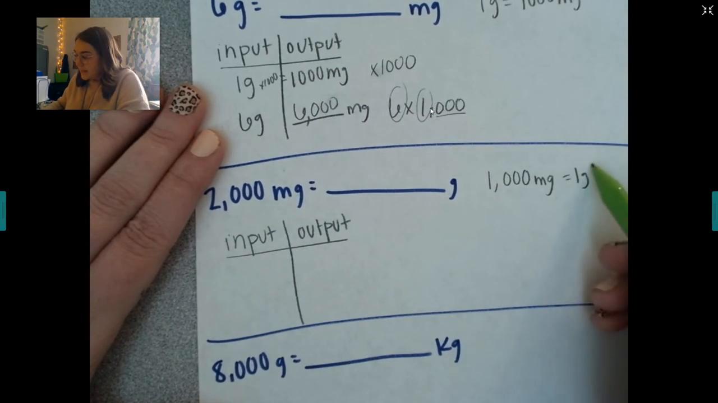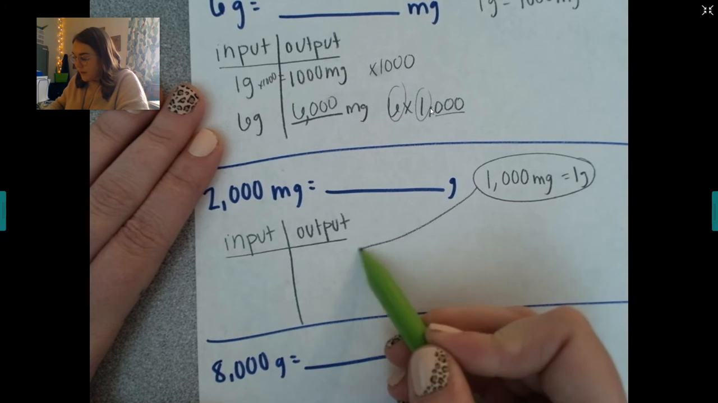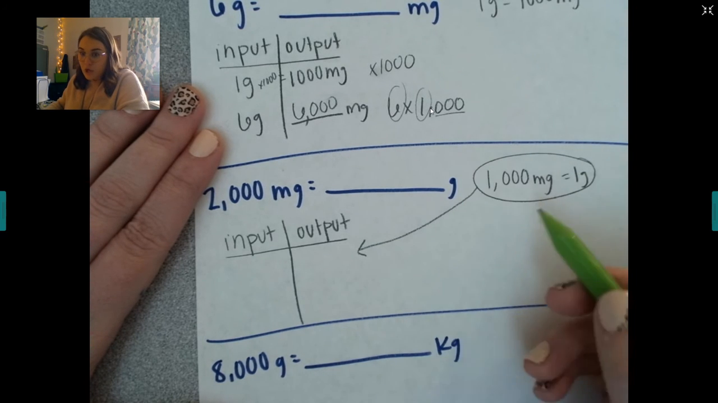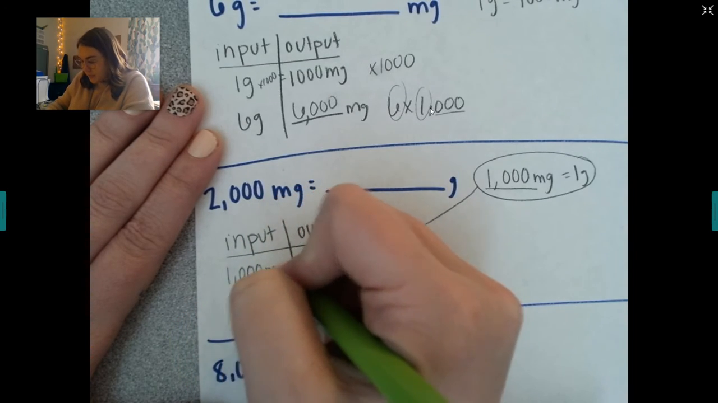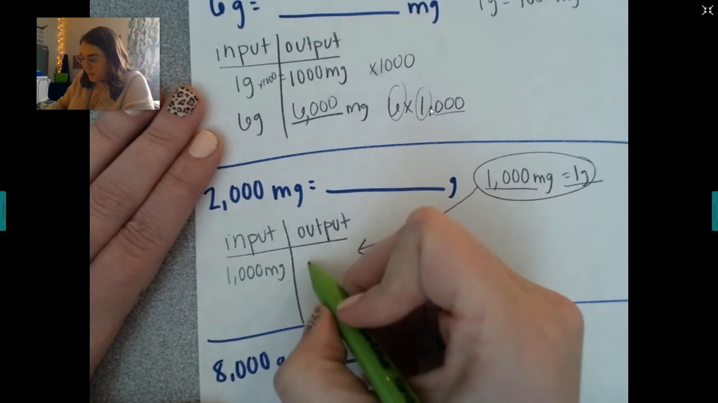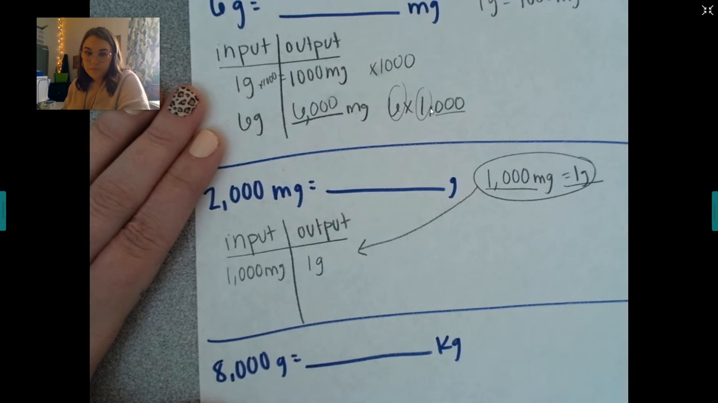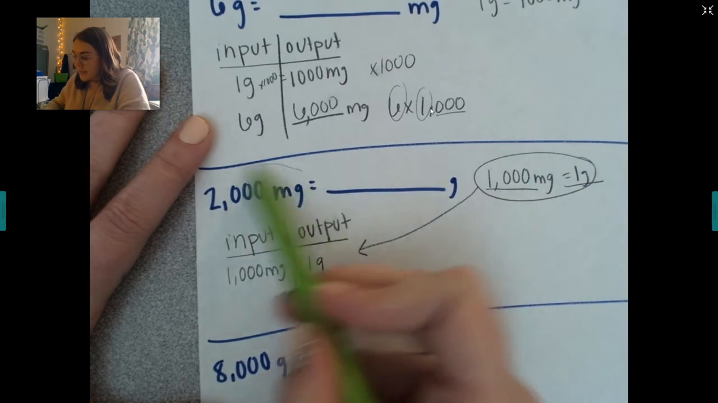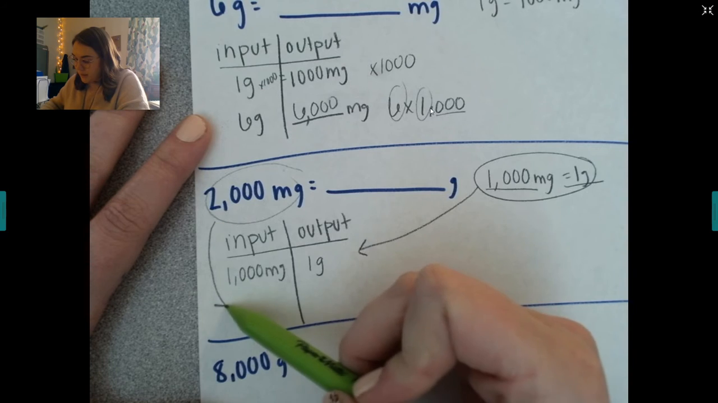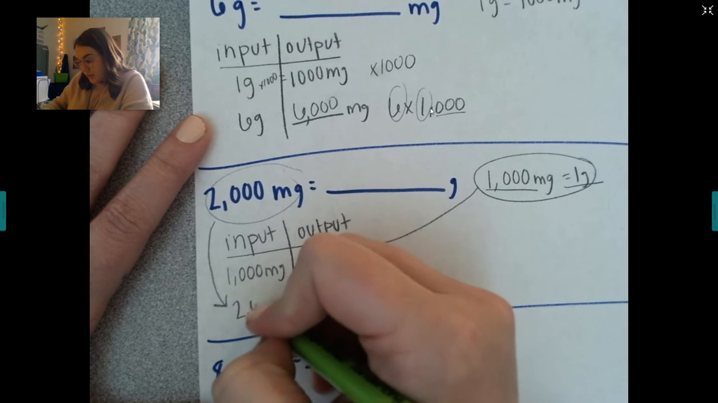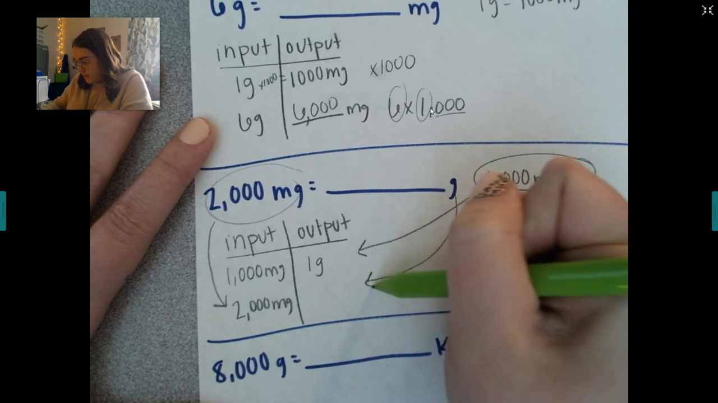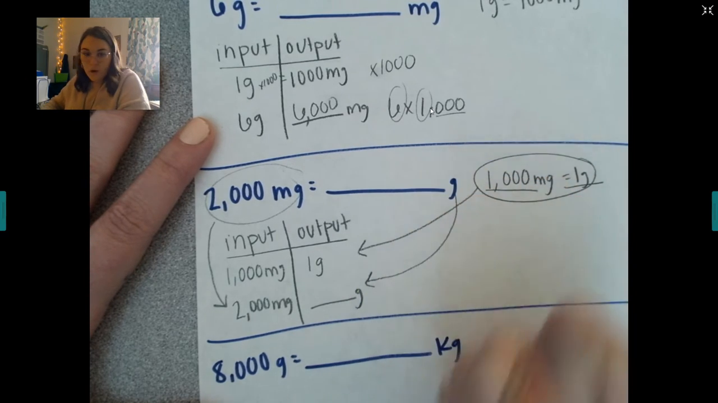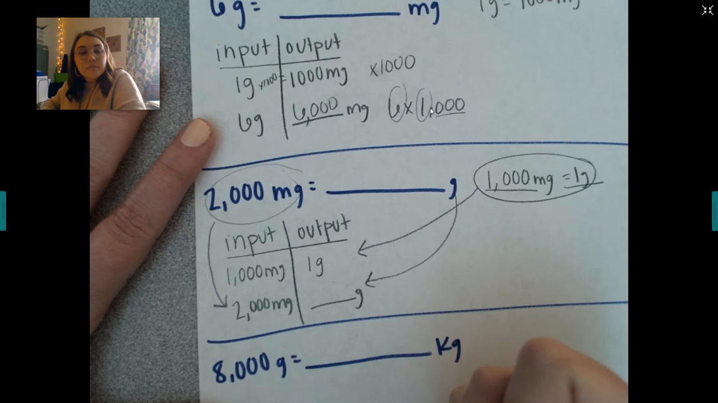Now, I'm going to take this conversion and I'm going to put it in for my very first value. So the first number is going to be your input, 1,000 milligrams. The second number is going to be your output, 1 gram. Now, I'm going to take this milligrams and I'm going to put it in the milligram column, which is 2,000 milligrams. And I'm going to put this unknown in the gram column because I don't know how many grams it is.